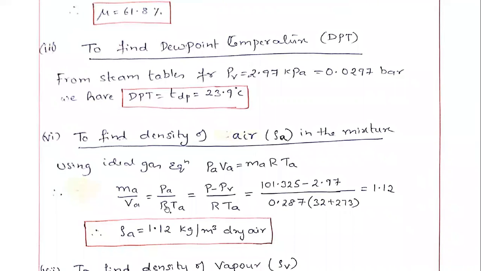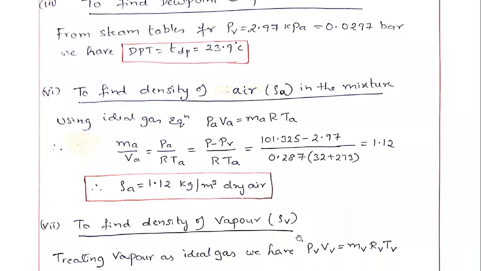Here, Pa divided by... so we'll cross multiply, so we get ma by Va will be equal to Pa divided by R into Ta. The R value is 0.287 kilojoules per kg Kelvin, multiplied by the air temperature. Make sure whenever you substitute in the ideal gas equation, the temperature should be in Kelvin, so the dry bulb temperature in terms of Kelvin. In the numerator, P means total pressure minus Pv, the vapor pressure, which is 2.97. We'll get 1.12 as the density of the air per meter cube of the dry air.